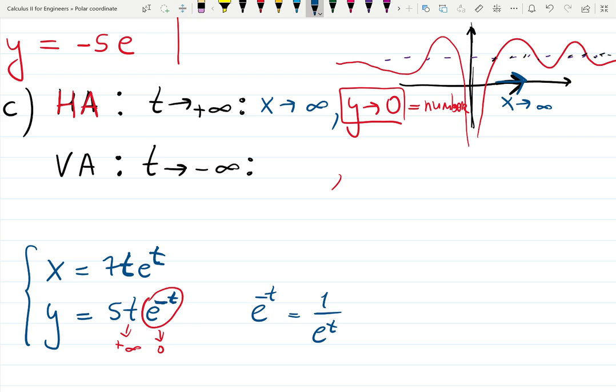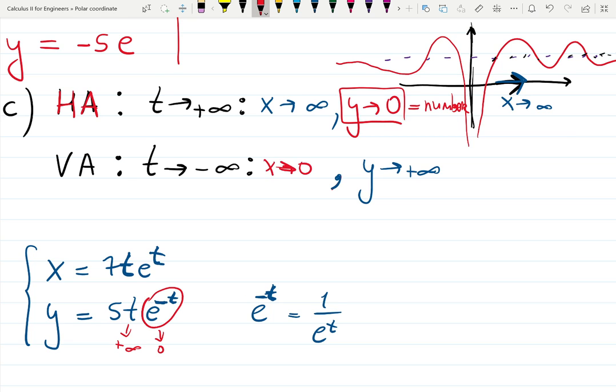However, if t goes to minus infinity, minus makes it plus. So now this actually blows up to plus infinity, because minus infinity is plus infinity, and e raised to the plus infinity is plus infinity. So y now blows up to plus infinity. That means y is going up forever. If x blows up as well, there is no horizontal asymptote. But x actually shrinks to 0.